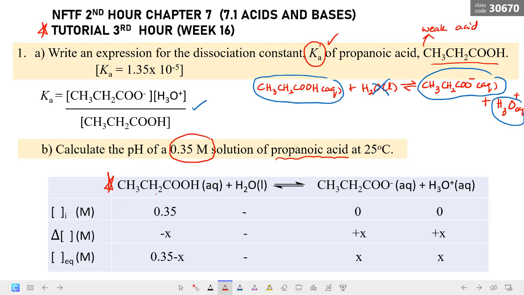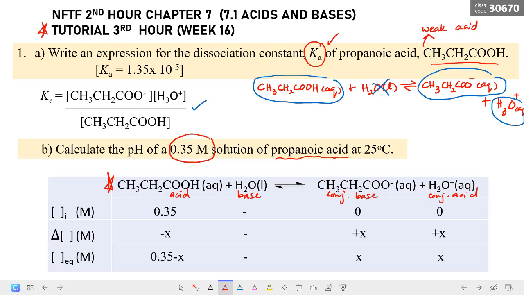So kita kena faham konsep Bronsted-Lowry. This is the acid, and water now acts as a base. The acid will donate its proton to water. After the acid donates its proton, it forms the conjugate base. And after the water, which is the base, accepts a proton from the acid, it forms the conjugate acid.